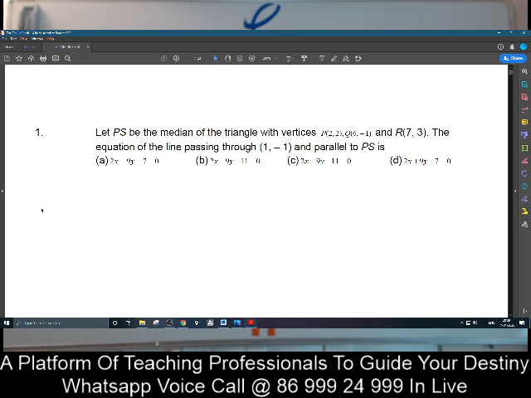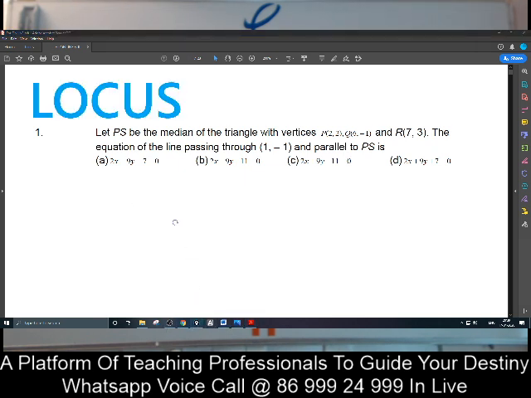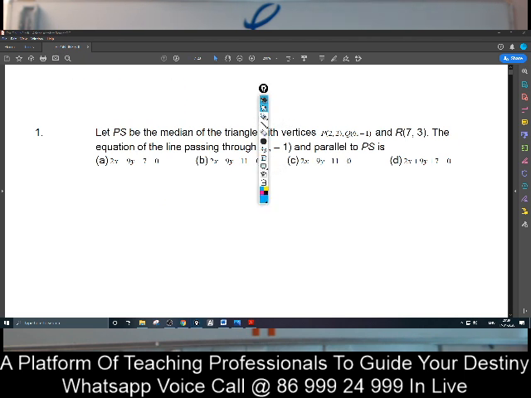Yes, the question is: PS, the median of the triangle with vertices P(2, 2), Q(6, -1) and R(7, 3). Find the equation of the line passing through (1, -1) and parallel to PS.